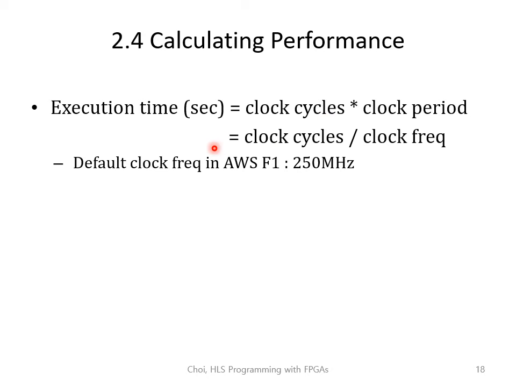As you know, the execution time in seconds equals the clock cycles times the clock period, and this equals clock cycles divided by clock frequency. The default clock frequency in AWS F1 is 250 MHz. This frequency is normal. The clock frequency in CPUs might be in the range of a few gigahertz, but in FPGAs, it is often in the range of a few hundred megahertz. Now, keeping this equation in mind, let's look at the synthesis report.